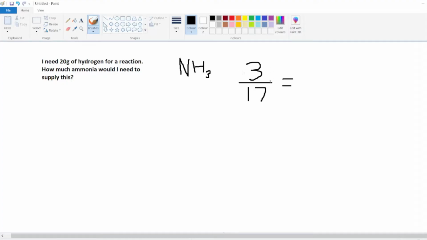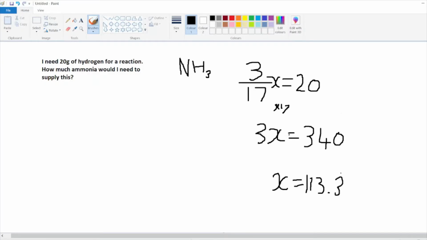But what we can do is leave it as a fraction and make an equation with it. If we say the amount in grams of ammonia is x, and 3/17 of this amount in grams is 20 grams, because 3/17 of ammonia is hydrogen, and 3/17 of our amount of ammonia is 20 grams. So we can times by 17 to get 3x is equal to 340, and then you can divide by 3 to get x is 113.3 recurring.